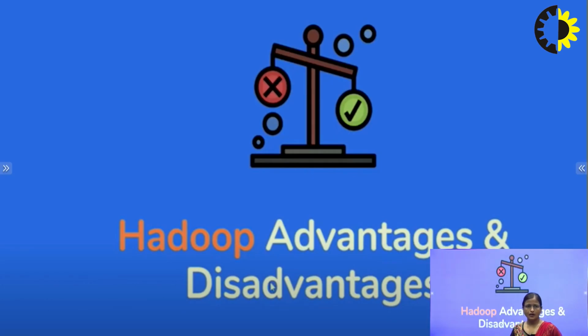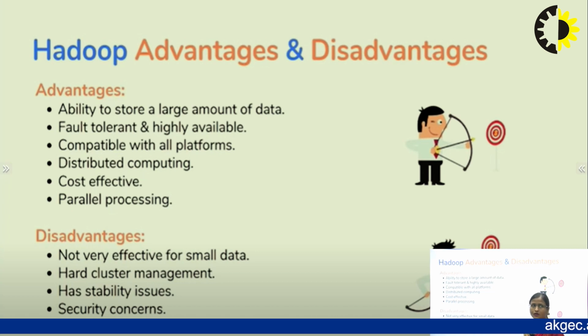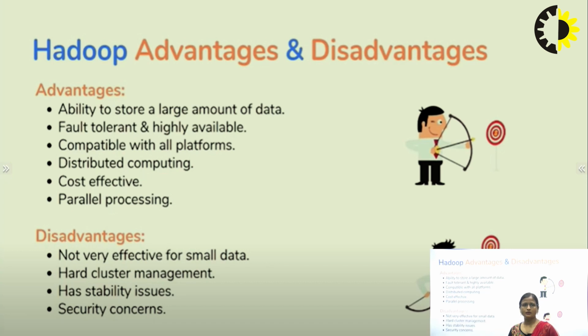Hadoop advantages and disadvantages. These are the advantages. First is the ability to store a large amount of data that we have already discussed. Second is it is fault tolerant and highly available. Why is it fault tolerant and highly available? Because the data is in distributed manner. That means if one of the node fails, then we can overcome it by another node. So that is why it is fault tolerant, and it is in distributed manner. That is why it is highly available.